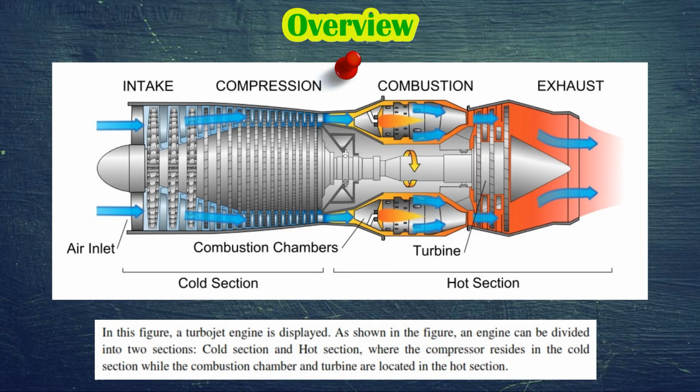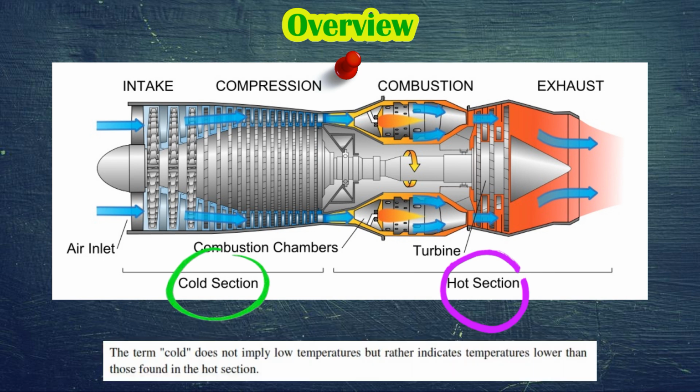In this figure, a turbojet engine is displayed. As shown in the figure, an engine can be divided into two sections, cold section and hot section, where the compressor resides in the cold section while the combustion chamber and turbine are located in the hot section. The term cold does not imply low temperature, but rather indicates temperatures lower than those found in the hot section.